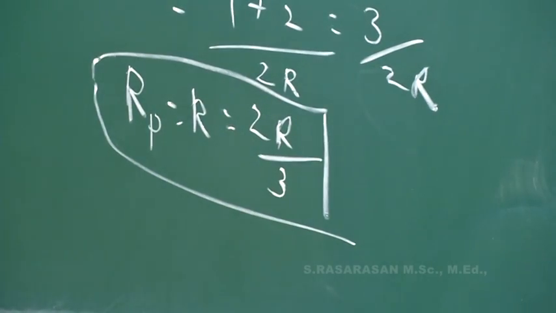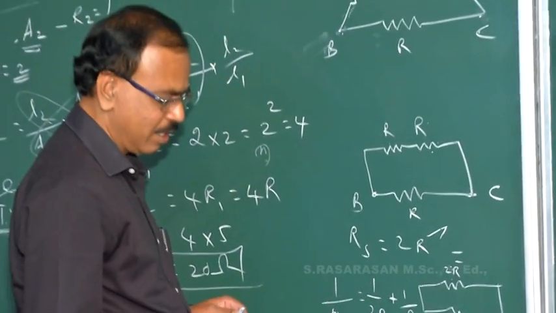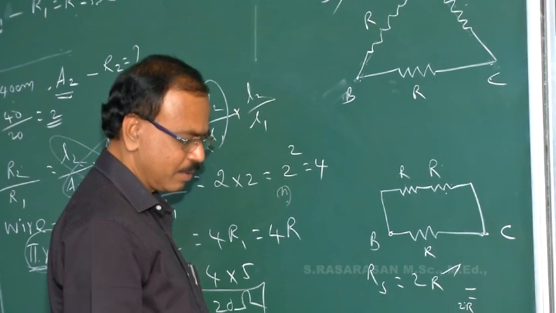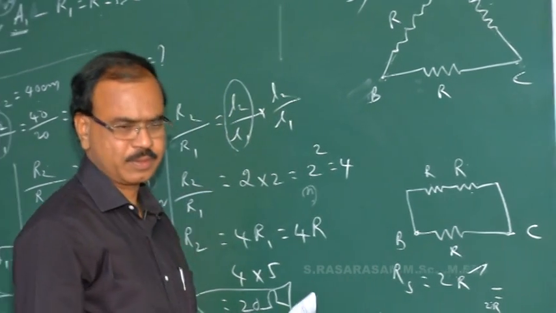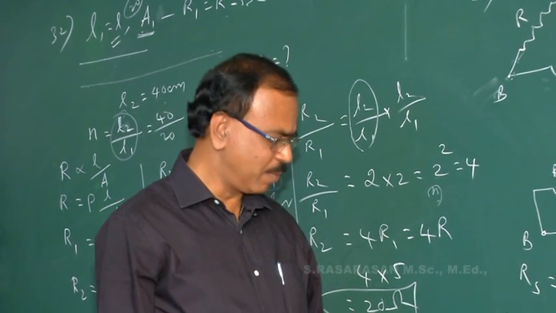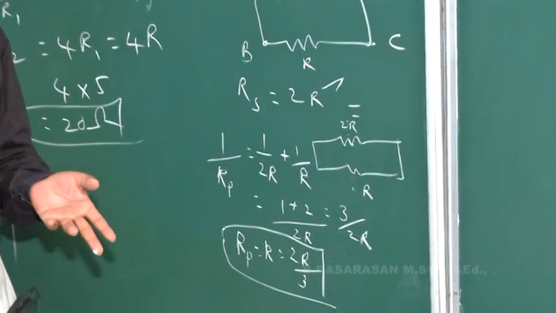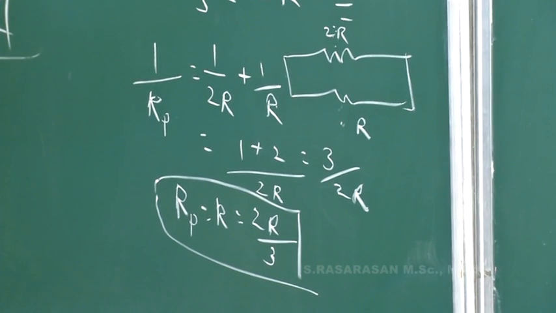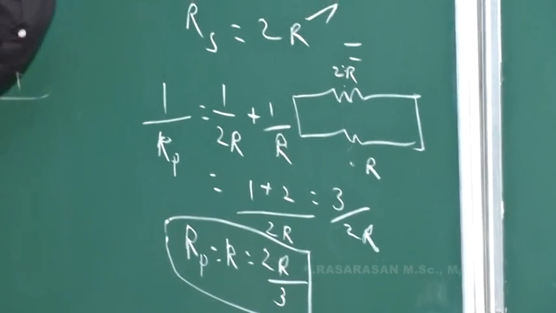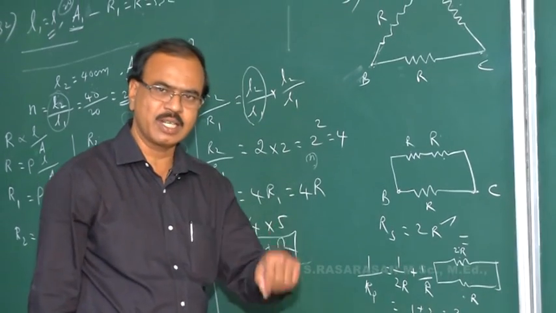So what is the answer for this problem now? It is 2R by 3. 2 by 3 into R. 2 by 3 is 0.66. 0.66 into R. Yes, it is absolutely correct. How is it possible? When two or more resistors are connected in parallel, the effective resistance is always lesser than the least value. Here all are equal, R. Since in parallel combination, the effective resistance is lesser than the least.